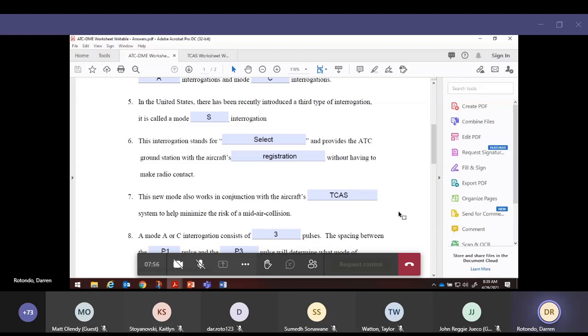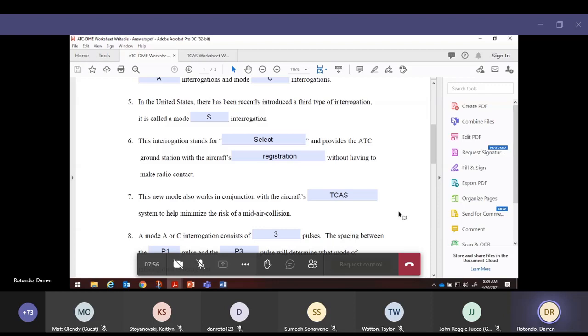So, question 8, a Mode A or Mode C interrogation consists of 3 pulses. So we're talking about pulse 1, pulse 2, and pulse 3. However, it's the spacing between the leading edge of the P1 pulse and the leading edge of the P3 pulse that will determine the mode of interrogation question being sent. Okay, remember the interrogations are coming from air traffic control. They're being sent on 1030 megahertz. So your transponder's picking them up on that frequency and examining the time lapse between the P1 and the P3 pulses to determine the question.